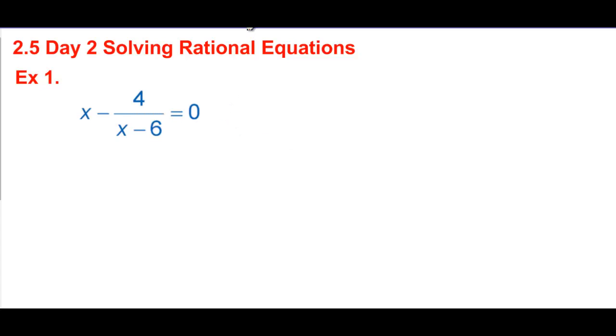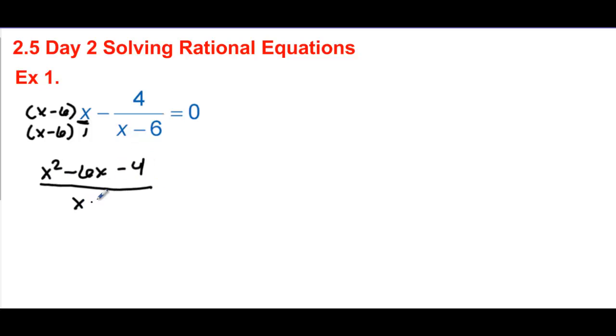2.5 Day 2, Solving Rational Equations. In example 1, we have to combine these two by multiplying the left side by the common denominator, which is x minus 6. We have to multiply the top and the bottom by x minus 6. We get x squared minus 6x and then minus 4 over x minus 6. And we set that equal to 0.